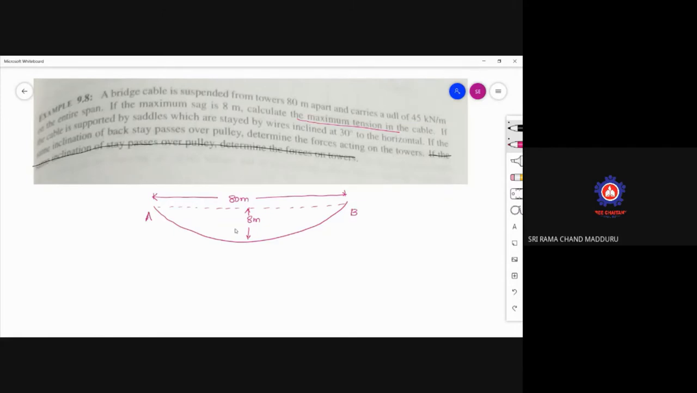So here, this is the tension. This is horizontal force H. This is vertical force VA, and this is vertical force VB, horizontal force H, and a tension force T is there. Now you can observe a UDL is acting. This UDL is 45 kilonewtons per meter, that is given in the question.